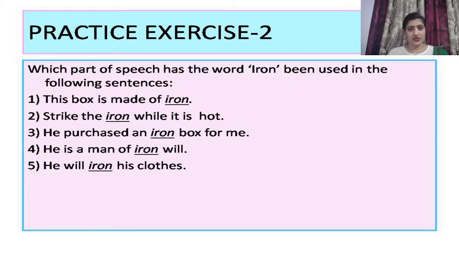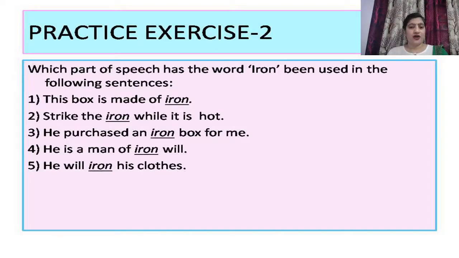Now look at the word iron and its usage as different parts of speech in these sentences. This box is made of iron. So here iron is the name of a metal, so it's a noun. Strike the iron while it is hot. Here again it is the name of a metal. In that sense it has been used. It's a noun. He purchased an iron box for me. The box is a noun. The quality of that box, what trait or characteristic it has, is being answered by the word iron. So iron here is an adjective. It could have been a wooden box or a steel box, right? Or a broken box, right?